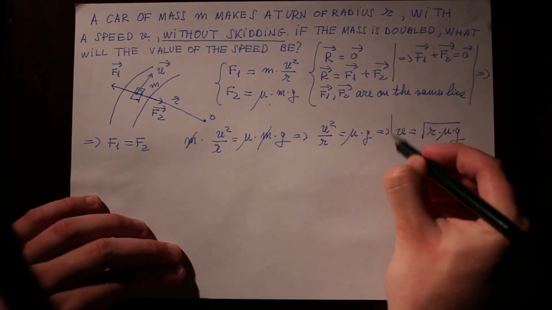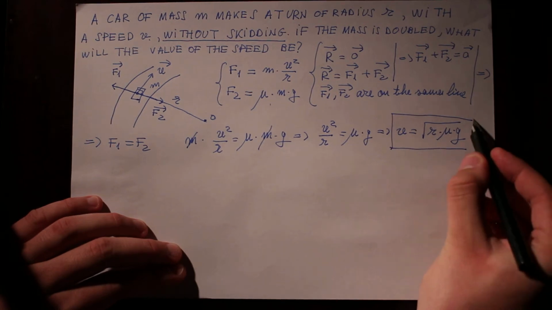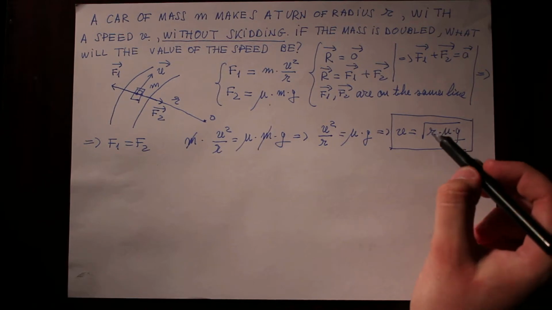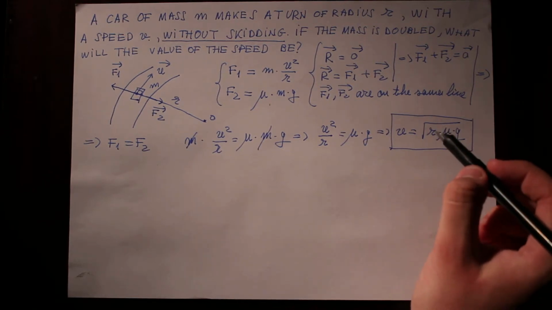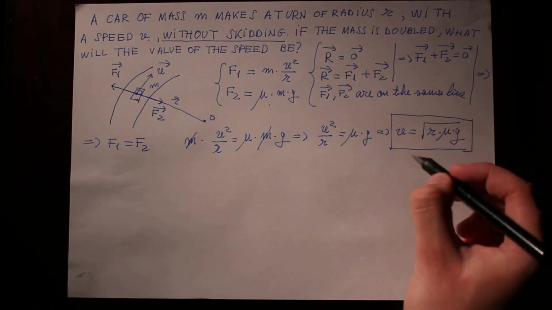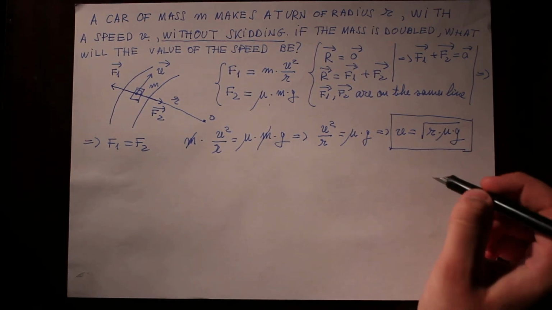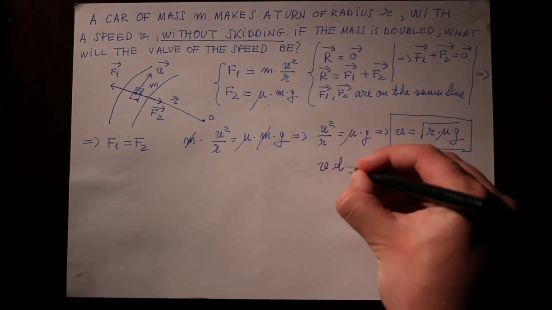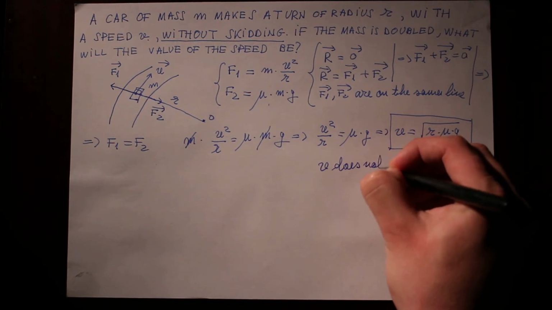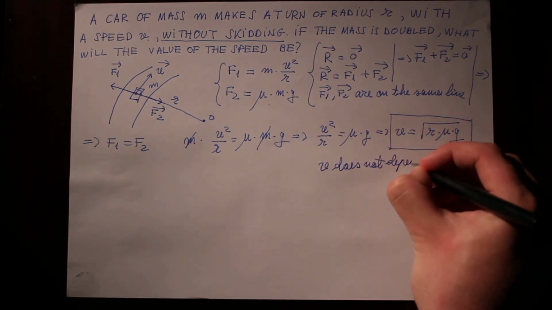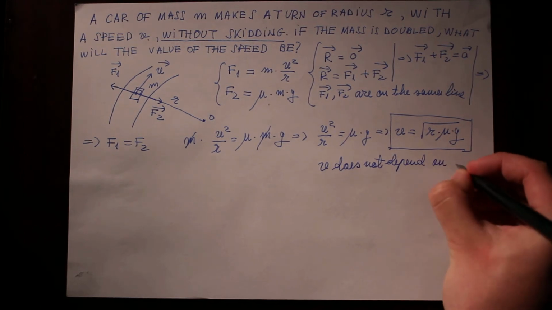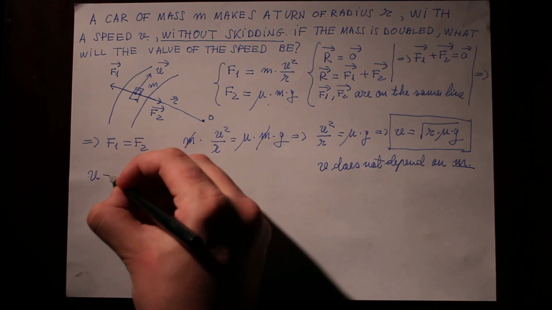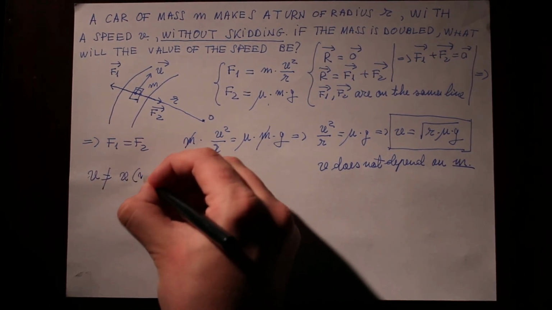And now what I'm going to do is put this formula in a box because it's very important. If you look carefully, you will see that there is no mass going inside this equation, which means that the velocity, the speed actually, does not depend on the mass. I'm just going to write it here. V does not depend on m, on the mass of the car, which means that v is not a function of mass.